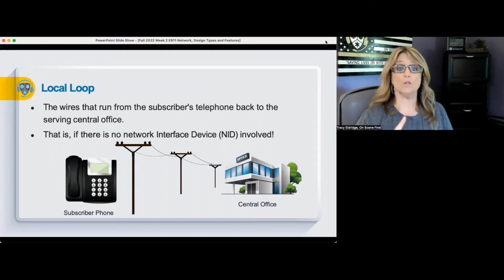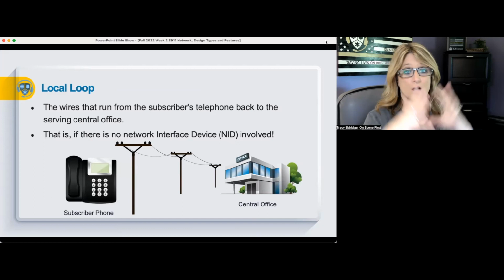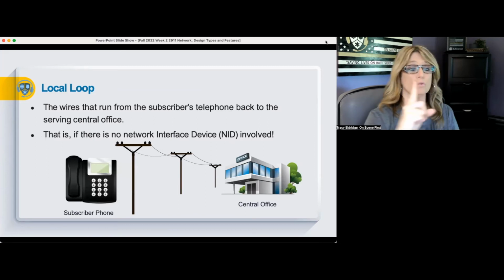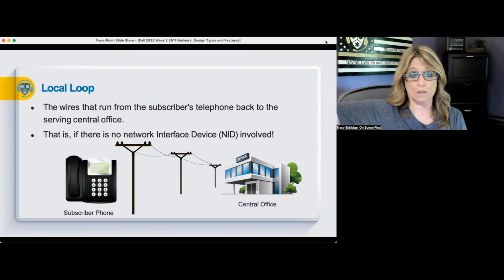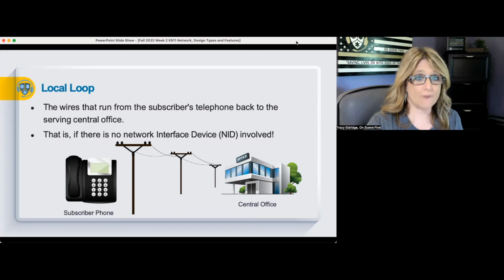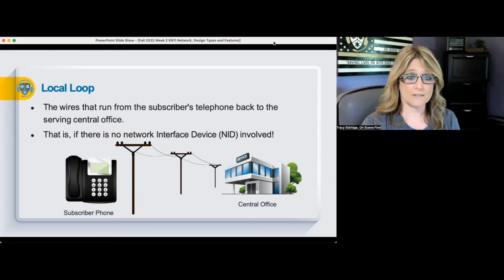So the local loop is me in Rochester at my house, picking up my phone, calling out, and then that call is going to go through the wires and go to the central station on North Avenue to figure out where it needs to go next. Okay. And it does that as long as there is no network interface device involved. I'm going to tell you what that device is in just a second.